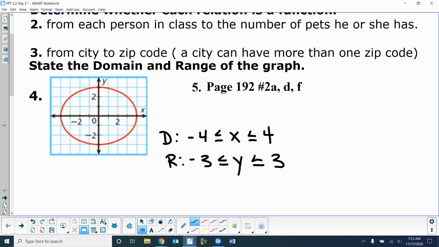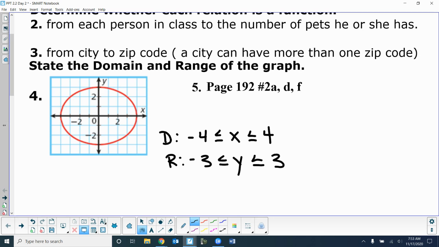All right, just looking at what's our possible X values this way, -4 to 4. And then what are our possible Y values this way? That's our range, -3 to 3. Okay? And then number 5 was like 3, 6, and 9 on your homework. So we'll just go over those.